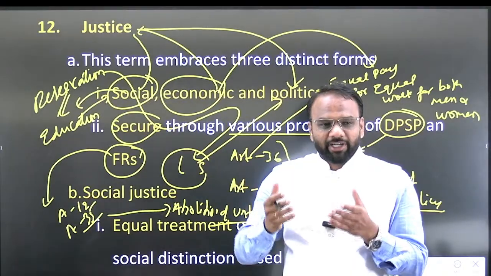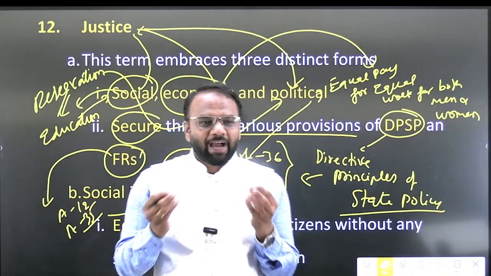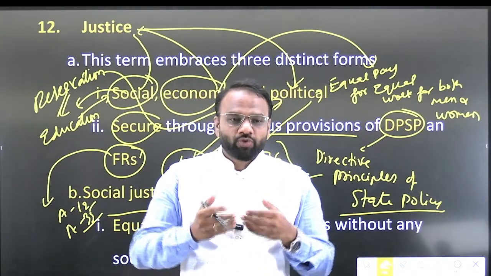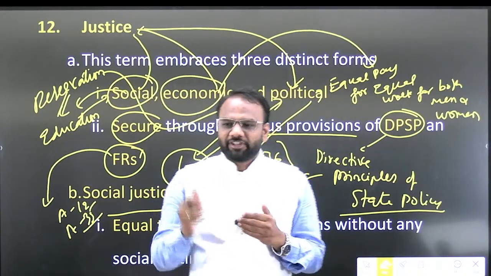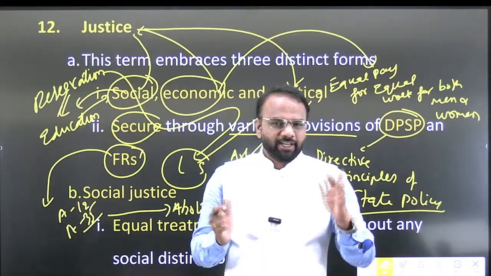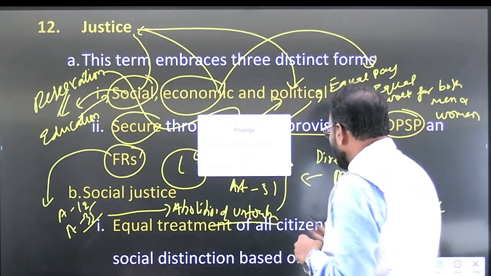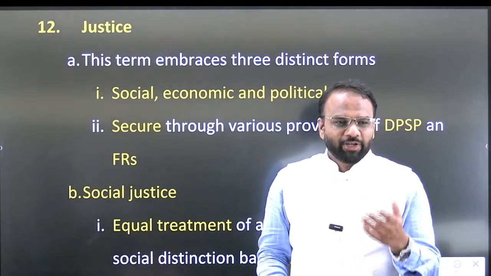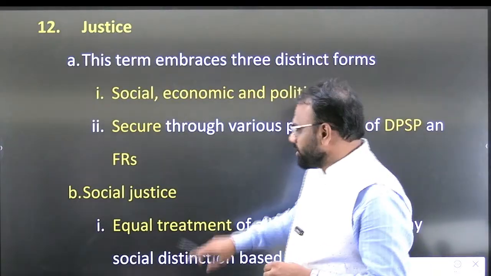Once we complete the discussion of directive principles of state policy and fundamental rights, then we have a clear idea which all kind of justice we have provided through which all means. But at least for the time being, we understood the difference between social justice, economic justice, and political justice. And how are we trying to secure them? Through fundamental rights and directive principles of state policy.